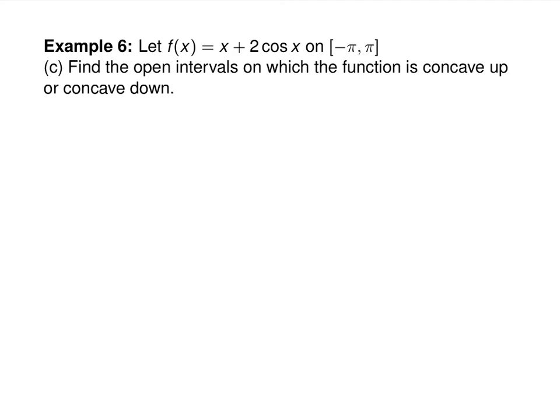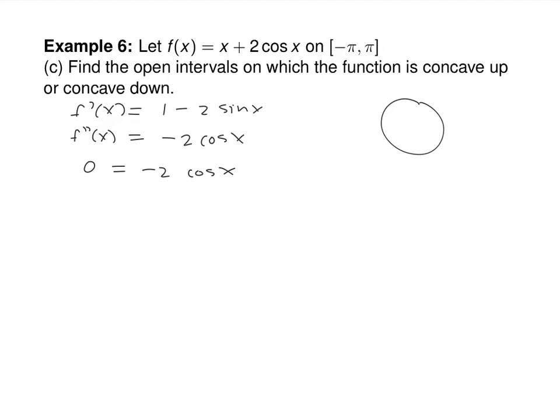Okay. Find the open intervals on which the function is concave up and concave down. So for this, we need the second derivative. The first derivative was 1 minus 2 sine of x, right? So what is the second derivative? And that negative in the front definitely matters, so be very careful that you don't disregard it.